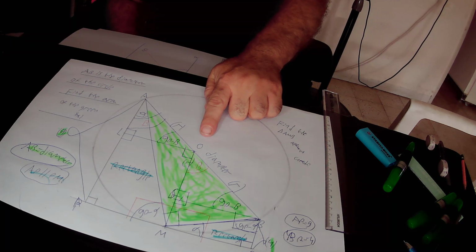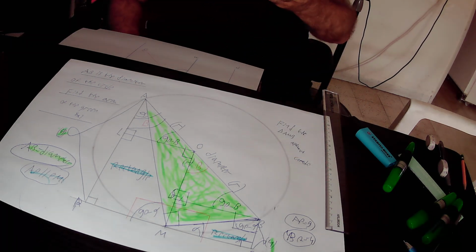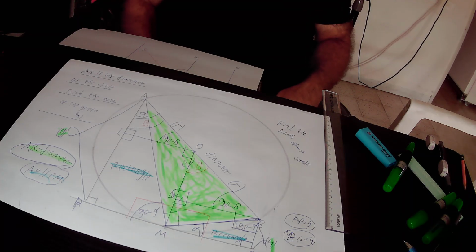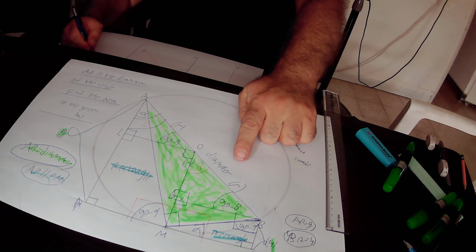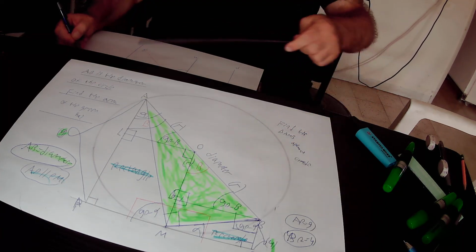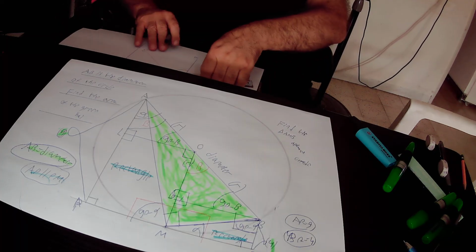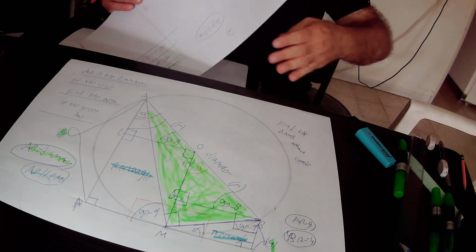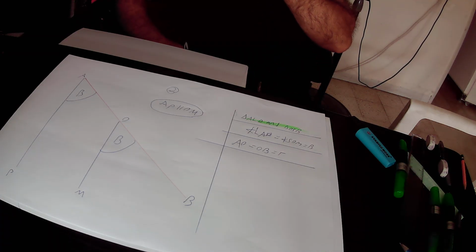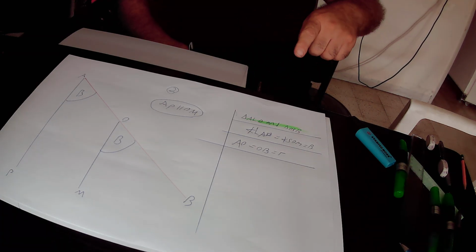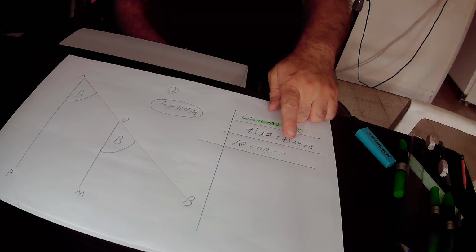AO equals OB. They are both the radii of the circle, equal to R, and therefore they are equal to each other. Side AO of the right triangle ALO is equal to side OB of the right triangle OSB. Again, side AO of the right triangle ALO is equal to side OB of the right triangle OSB. They are both the radii of the circle that is equal to R and therefore they are equal to each other.